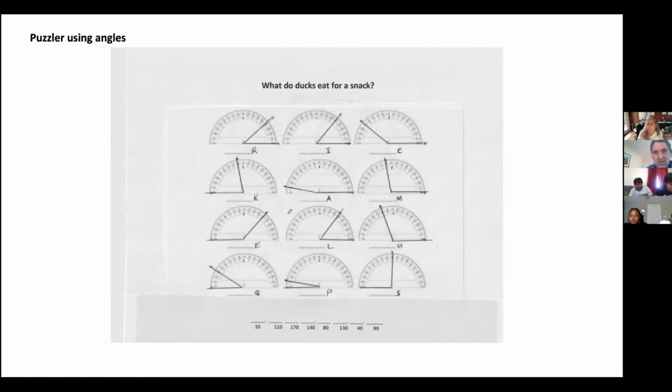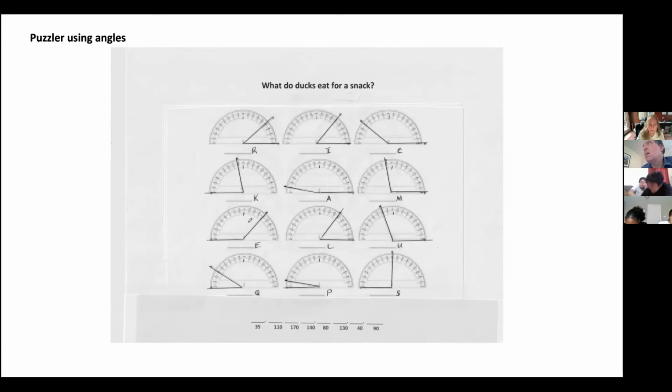Moving on to M. Here's the 90-degree mark. Is it wider than a 90-degree angle? So what do we think that one is? 80. It's 90, but it's 10 degrees wider than 90. Oh, 100. Yeah, so M is 100.